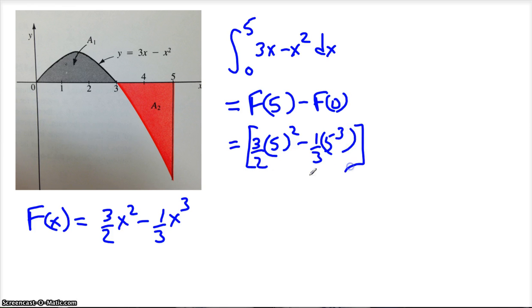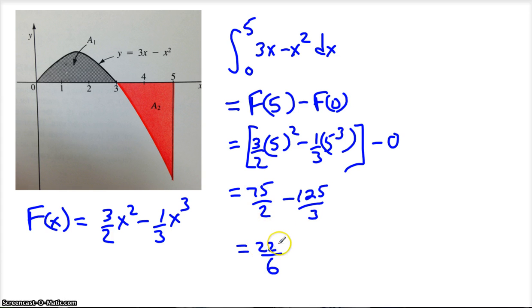Then we have to subtract F at 0. If you were to plug in 0 here, you'd get 0. So we just have to work this out. 75 over 2 minus 125 over 3. And we need a common denominator here, so say 6. 3 times that is 225, and 2 times that is 250, and that's over 6. And we get negative 25 over 6.